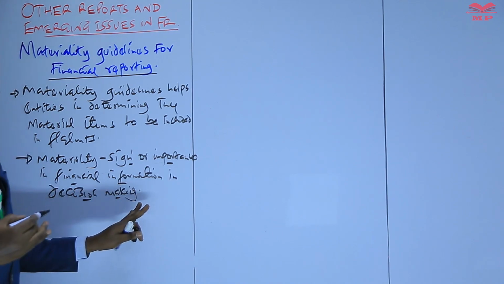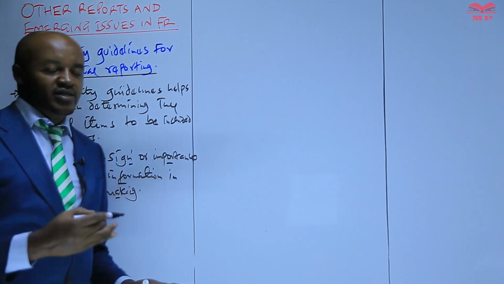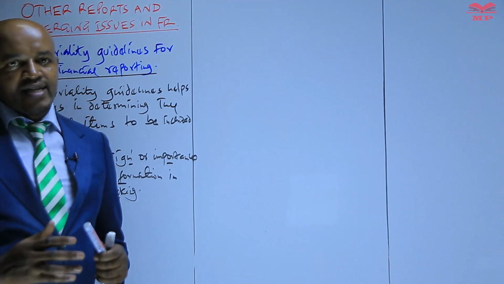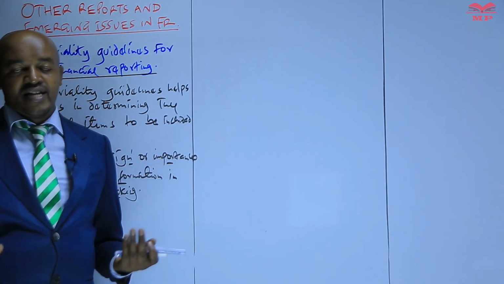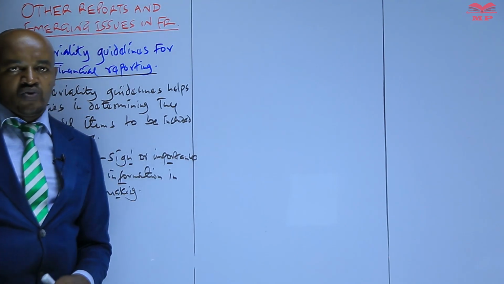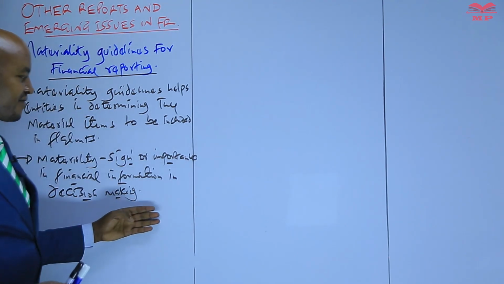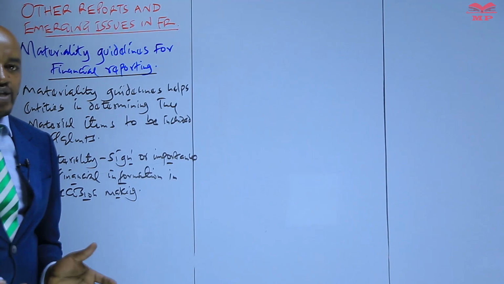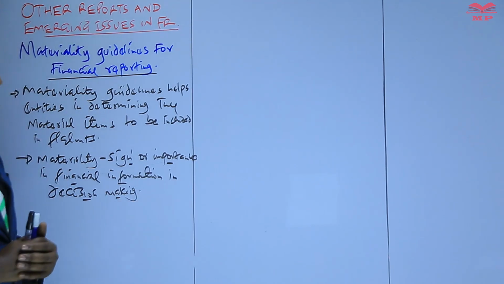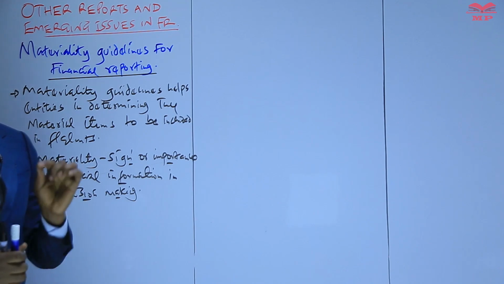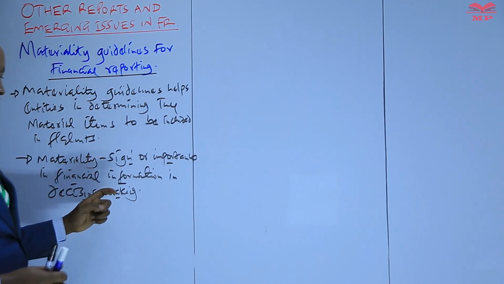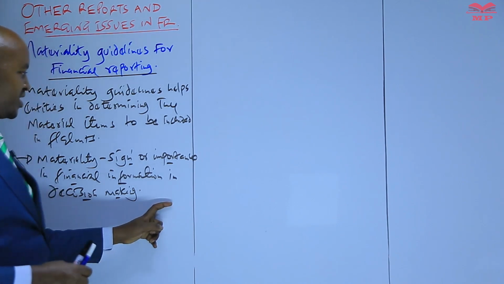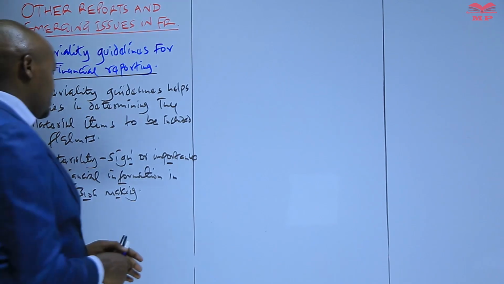But on the other hand, if information will not affect the decision to be made by the users of the financial statement, then we say such information is immaterial, and therefore it does not necessarily need to be included in the financial statement prepared by an entity, because at the end of the day it will not influence the decision to be made by the users of the financial statement. Maybe we can further proceed and define the materiality concept in detail.